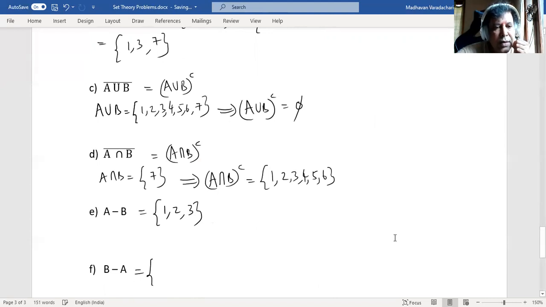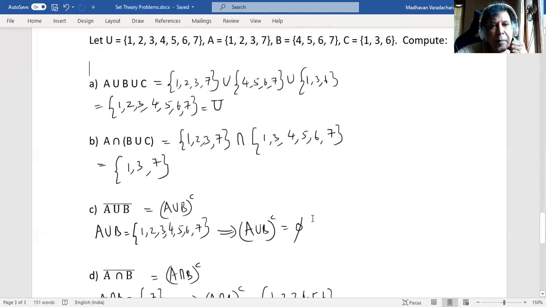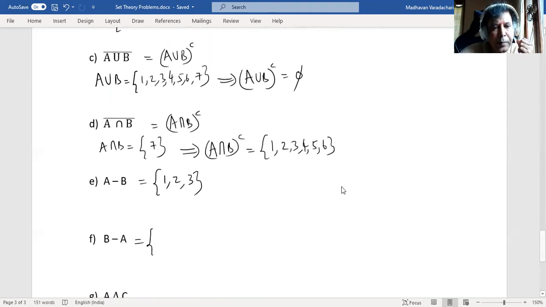So now what does B minus A mean? B minus A means elements which belong to B but do not belong to A. 4, it belongs to B, do not belong to A, I can write 4. 5, it belongs to B, do not belong to A, I can write 5. 6, it belongs to B, do not belong to A, I can write 6. But 7, it belongs to B also and also A, so I should not write 7. That means B minus A will be 4, 5 and 6.